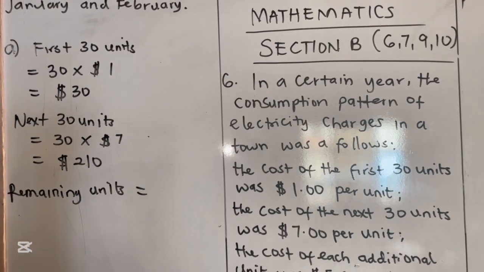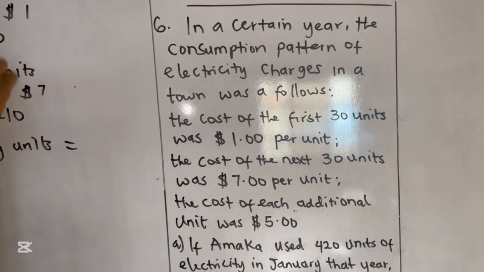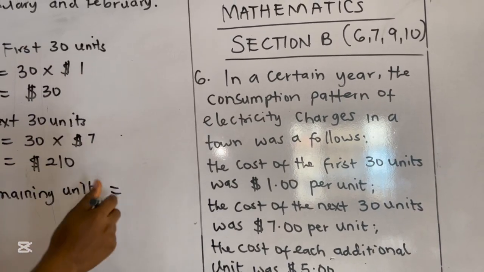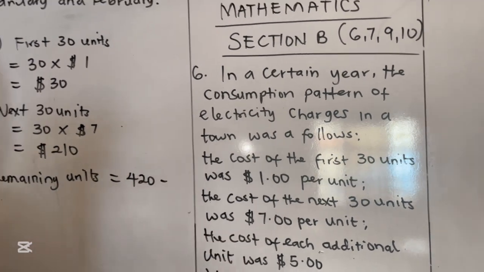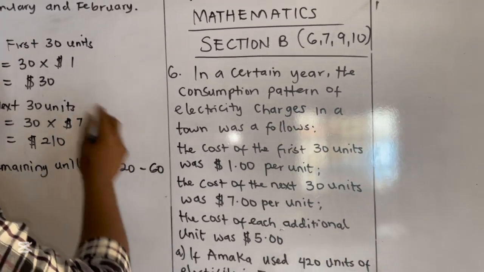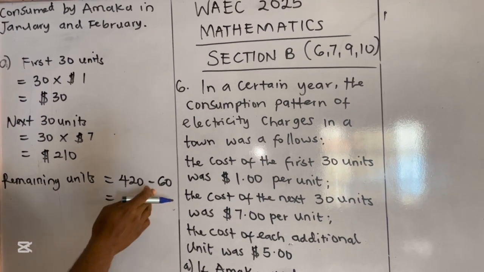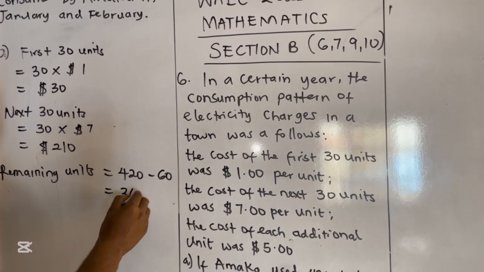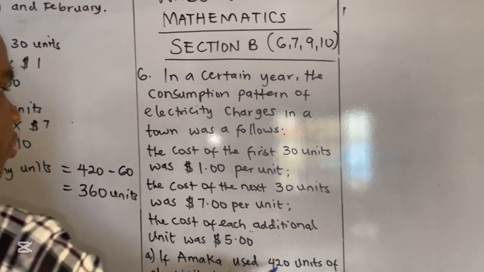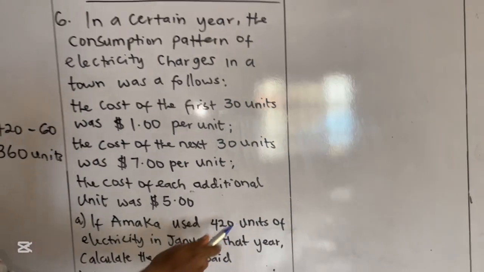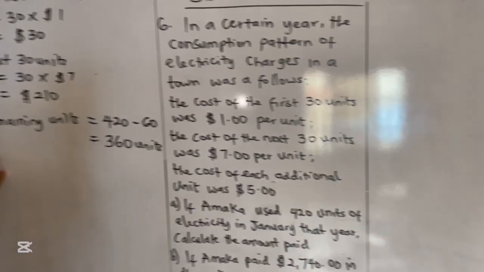So the remaining units will be 420 minus the 60 we have already used. So we have 420 minus the 60 that has been used already. That will give us a difference of 360 units. Don't forget the question says, if Amaka used 420 units of electricity in January that year, calculate the amount that she paid.